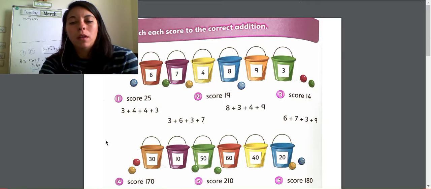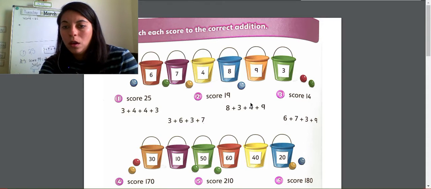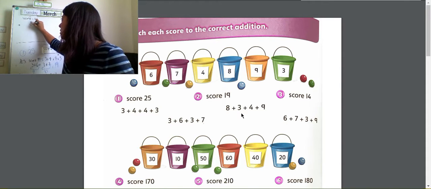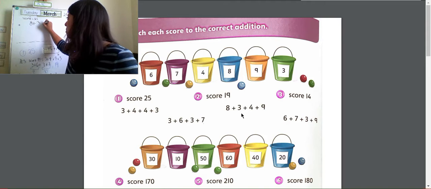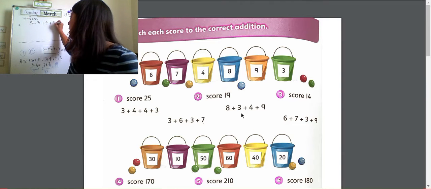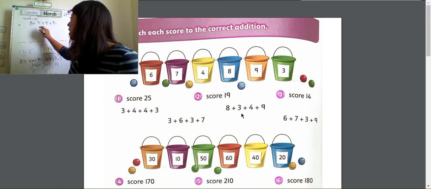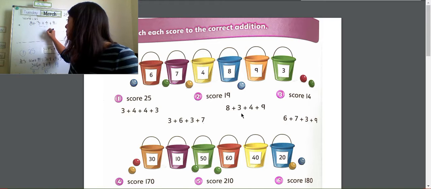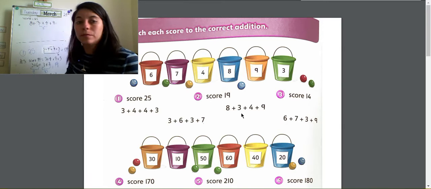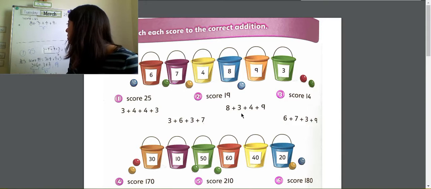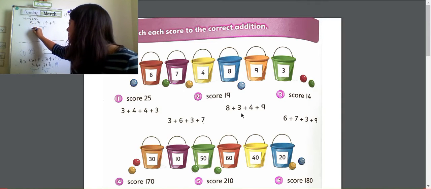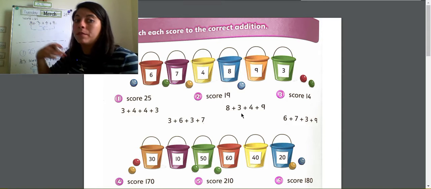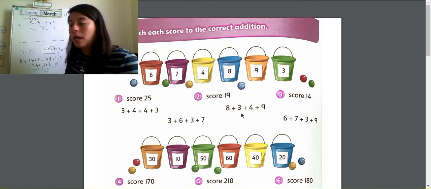And which additions do I have left? I have this one and I have this one. Let's start over here with this one where my mouse is. We have 8 plus 3 plus 4 plus 9. Let's see how much that is. We know that 3 plus 4 equals 7. And 8 plus 8 is 16. You just have to add one more because 9 is one more than 8 is.